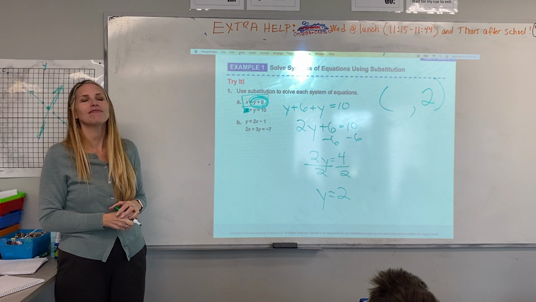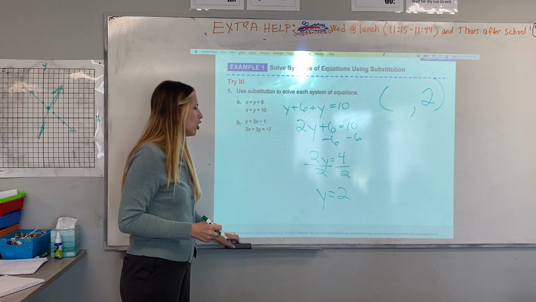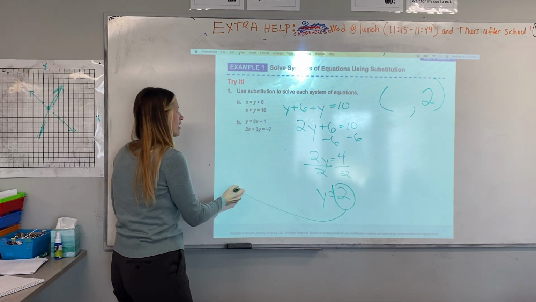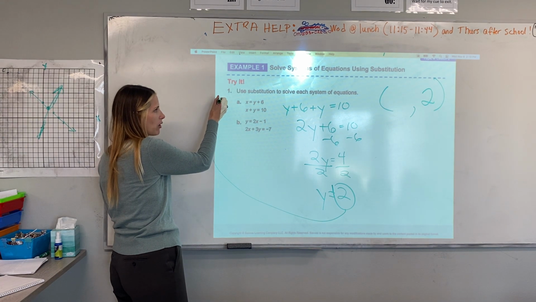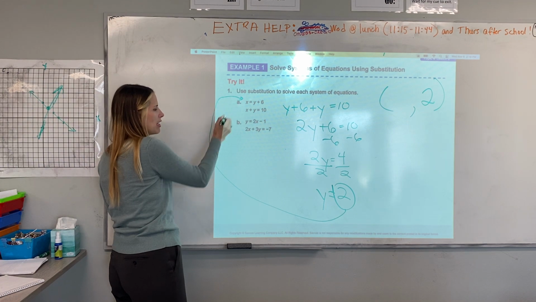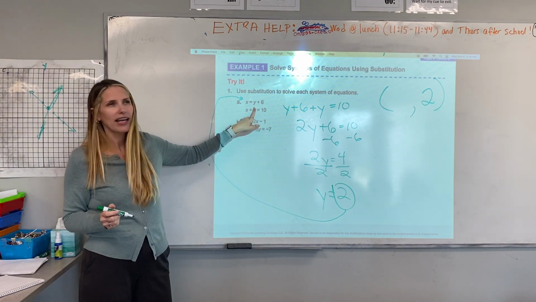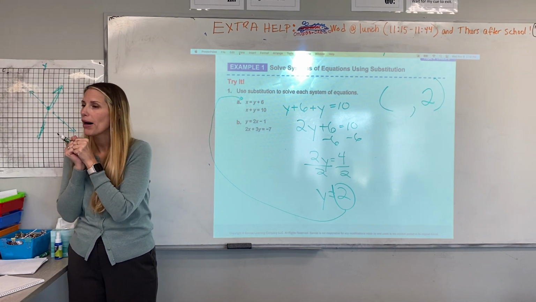You're gonna plug in 2 for y. Exactly. We're going to go back to our equations. We're going to take our y value of 2, and we're going to put it in whichever equation I want. Which equation do you think would be best, the first one or the second one? The first one. Because if we have y, and we're trying to find x, I'm going to choose the equation that already has x by itself.